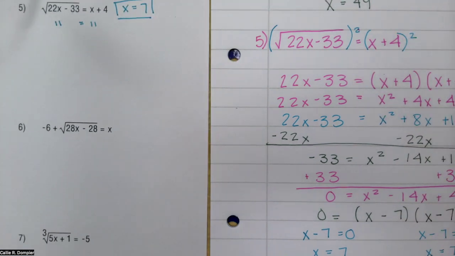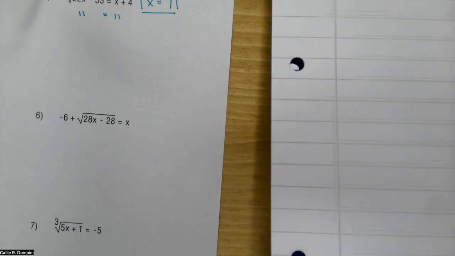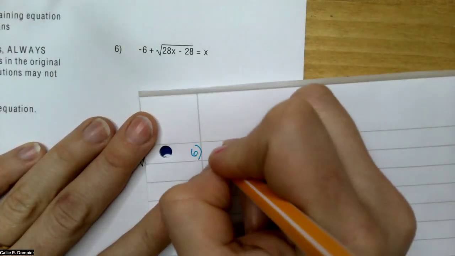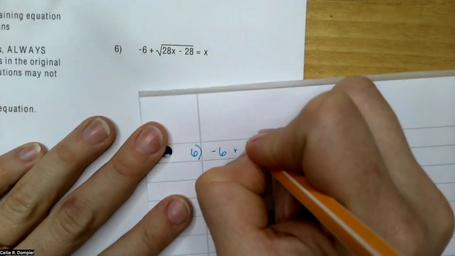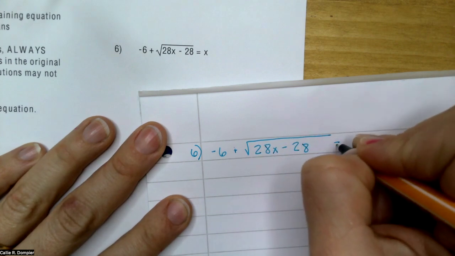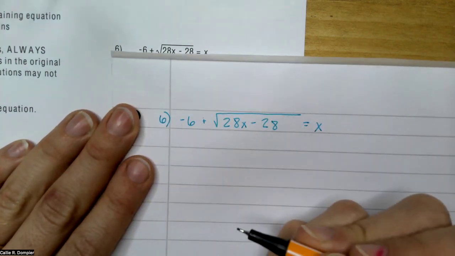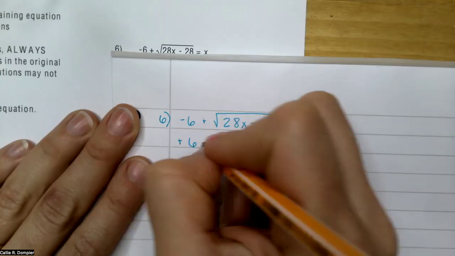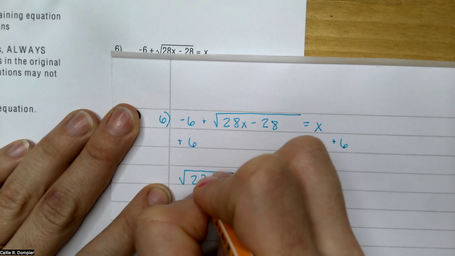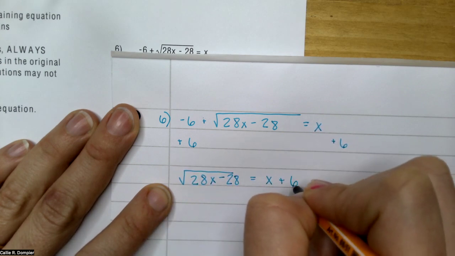Good. All right, number 6 is negative 6 plus the square root of 28x minus 28 equals x. I'm gonna copy it down. I want to get this alone on this side. Right now, 6 is being subtracted from it, so I'm going to add 6 to both sides. And I get the square root of 28x minus 28 equals x plus 6.